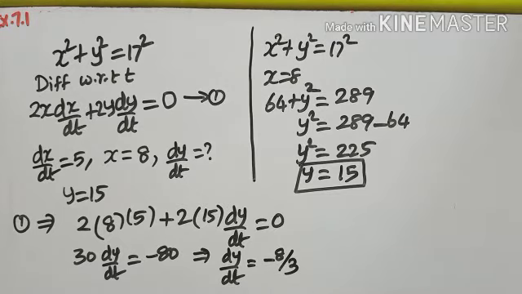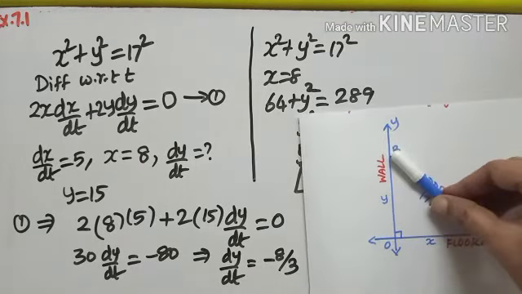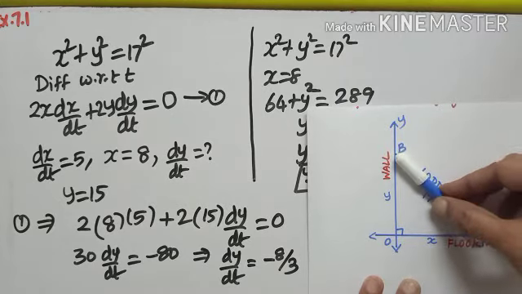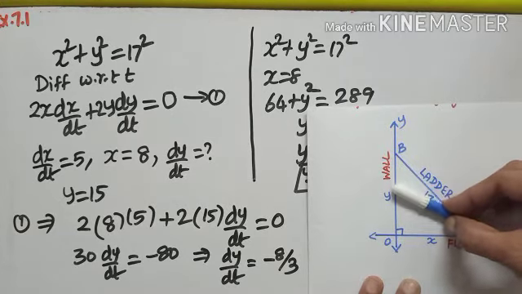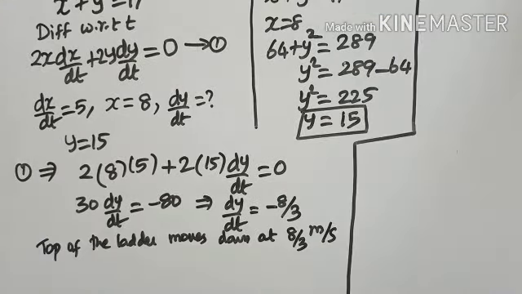See, this is the diagram for the ladder. When the base is pulled away, the height is decreasing. This is the ladder. When the base is pulled away, the height is decreasing. So the minus sign tells the height is decreasing. The top of the ladder moves down at 8 by 3 meters per second.